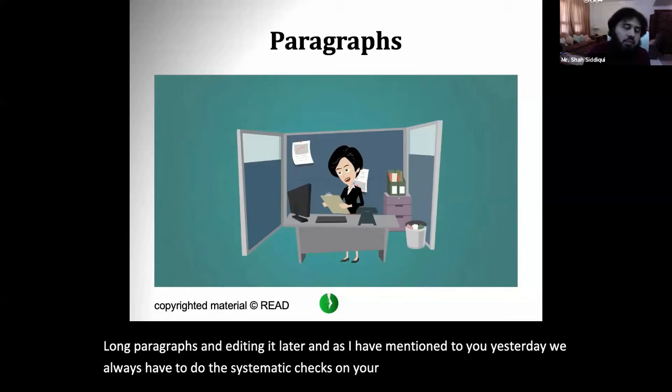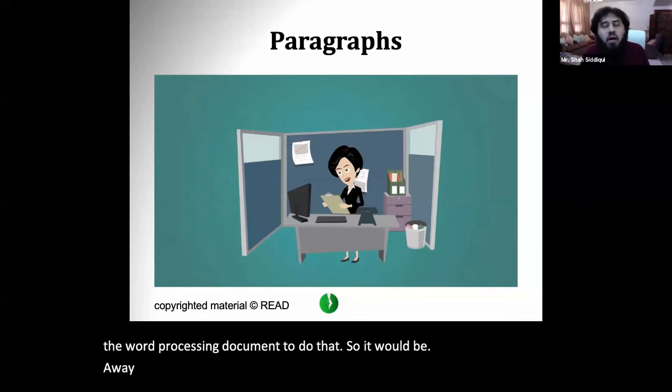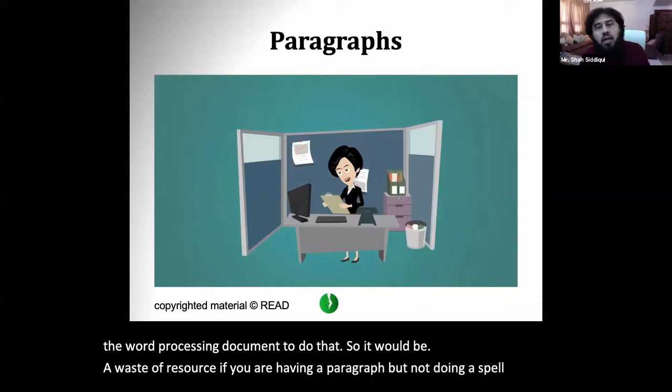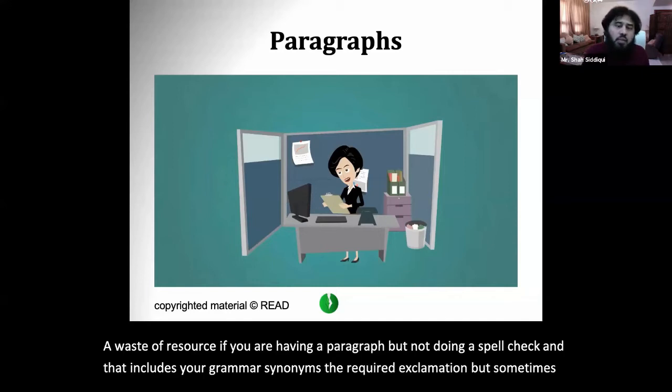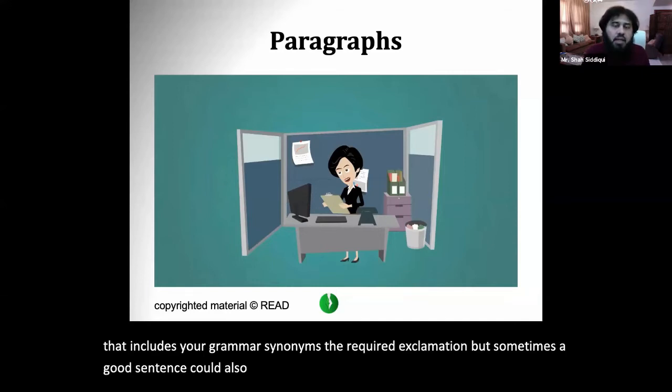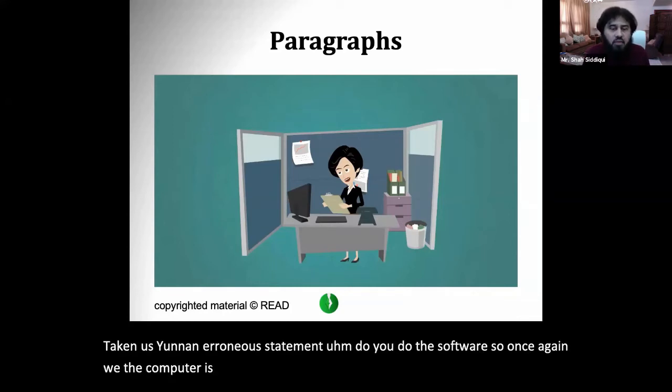And then we have the word processing document to do that. So it would be a waste of resource if you are having a paragraph but not doing a spell check. And that includes your grammar, synonyms, the required exclamation. But sometimes a sentence could also be taken as an erroneous statement due to the software. So once again, we all know the computer is a dumb machine. You can only do so much.